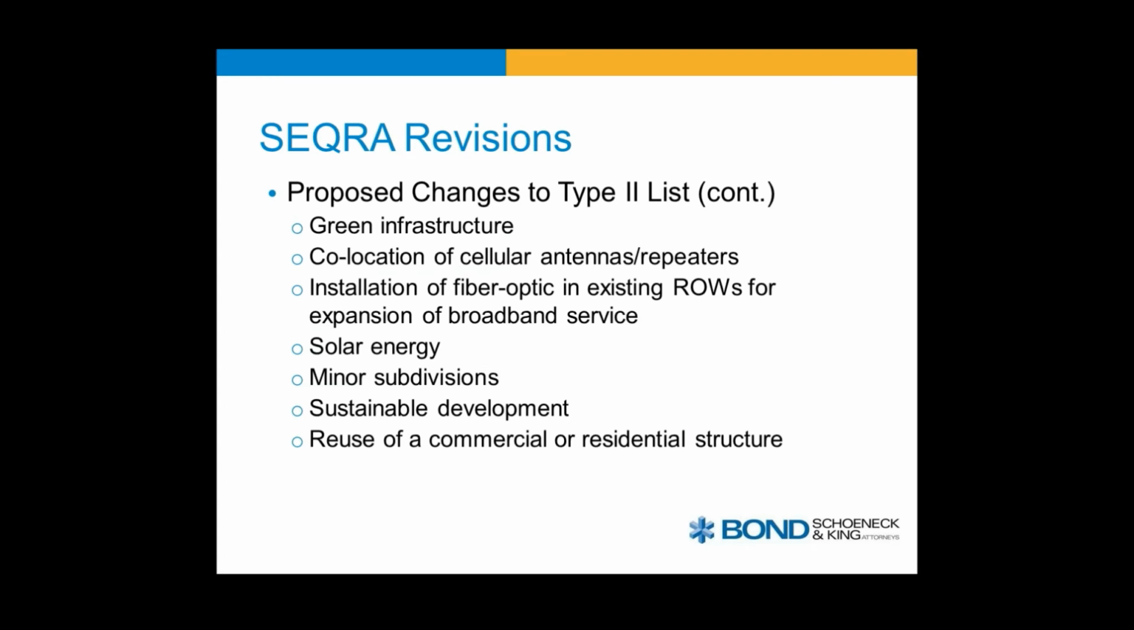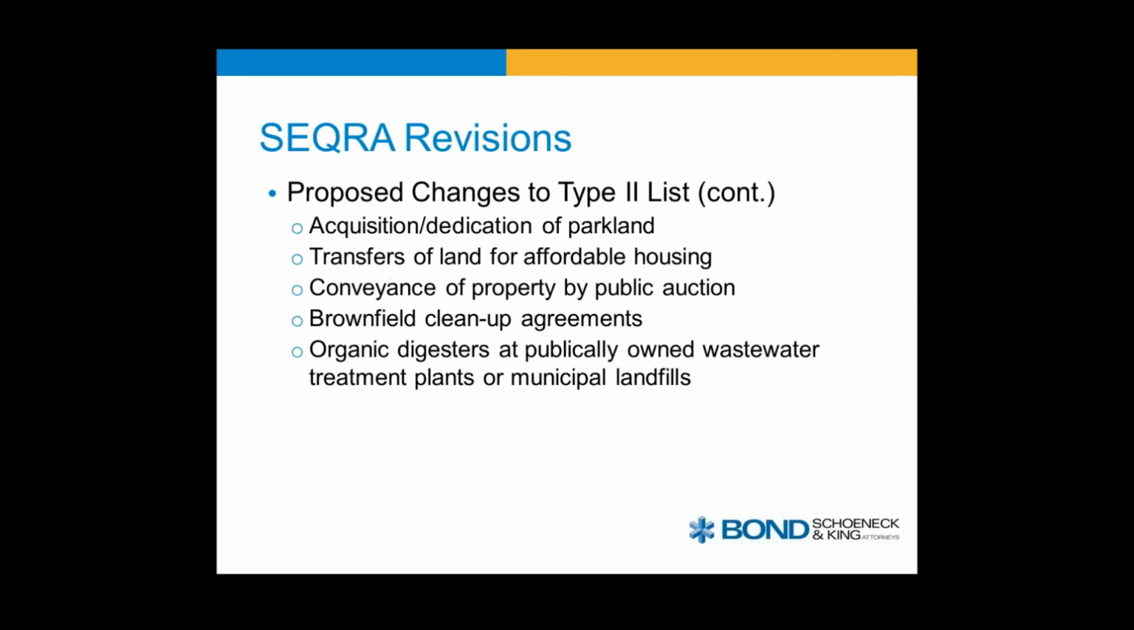And then there are a number of proposed changes to the Type 2 list. These were broadened because they wanted to encourage environmentally compatible development, and encourage development on previously disturbed sites. They wanted to encourage green infrastructure projects and solar energy development. And they also really wanted to allow agencies to focus their time and resources on those projects that are more likely to have a significant adverse impact on the environment. So you'll see the list on the next two slides of various proposed additions to the Type 2 list.